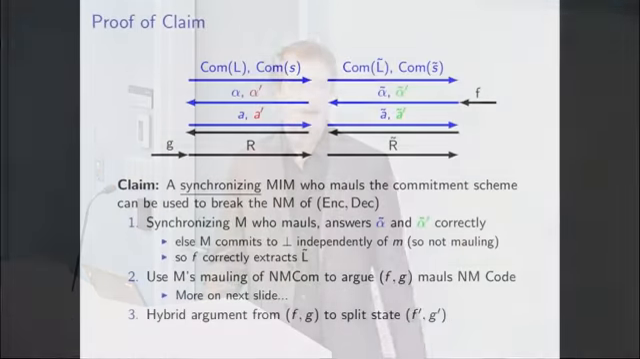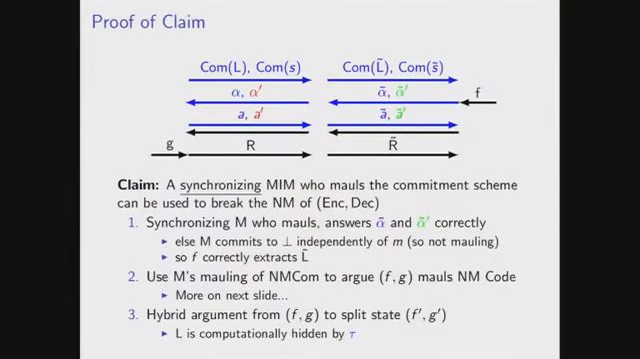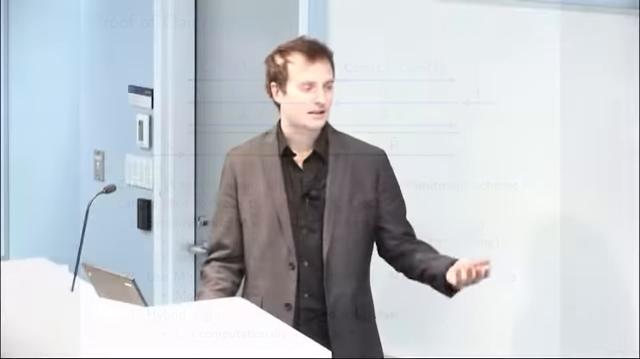And this is not so easy, but you can do it. I'll talk about it on the next slide. And then the last part is this hybrid argument to get from this non-split state F and G, which maul your code, indistinguishably to this F prime and G prime, which are split state, and then still by the hiding will still maul your code. And this uses just the hiding, the fact that L is computationally hidden in tau. So in the third step, you just make com0.